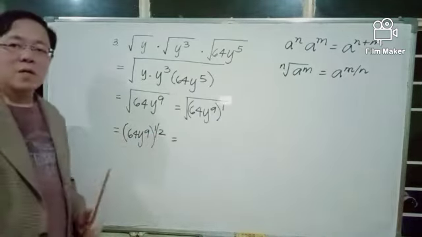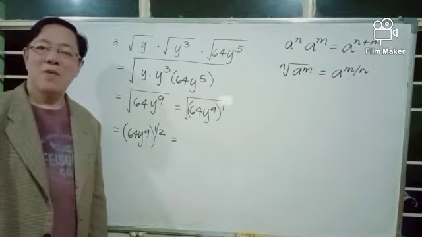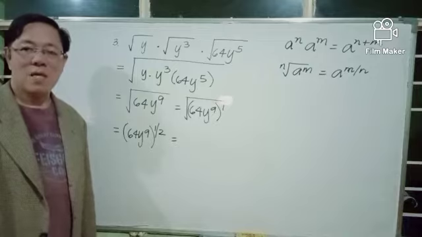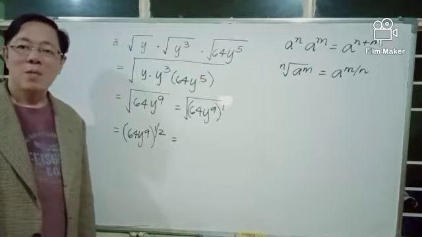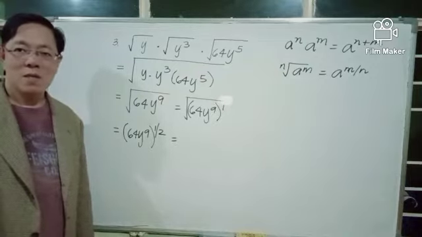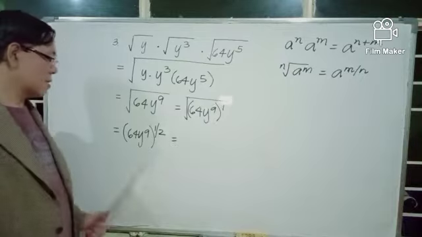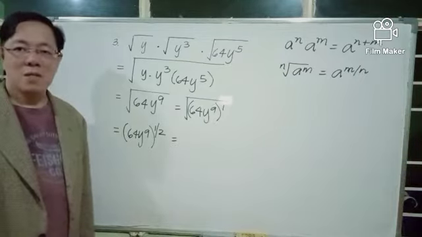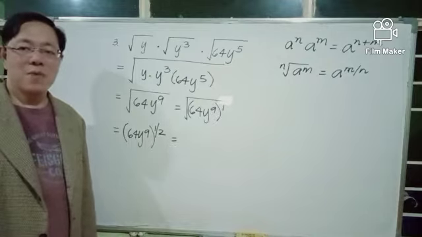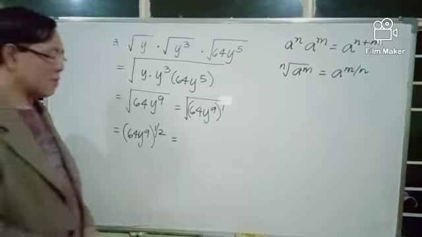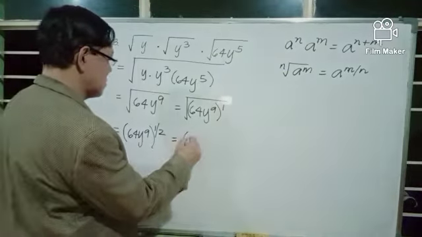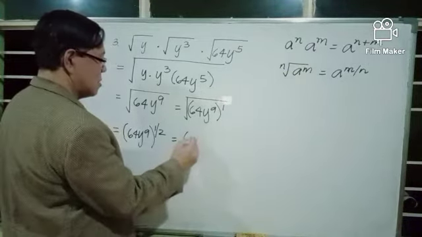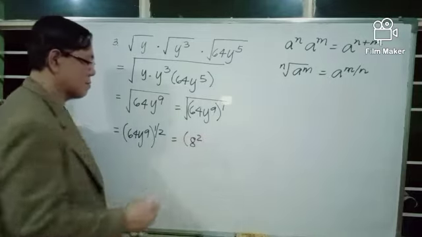Now, 64 is what is known as a perfect square because it can be written as the square of a number, and that number is 8. The square of 8 is 64. So 64 is a perfect square because it is equal to the square of 8. And we write 64 as the square of 8.